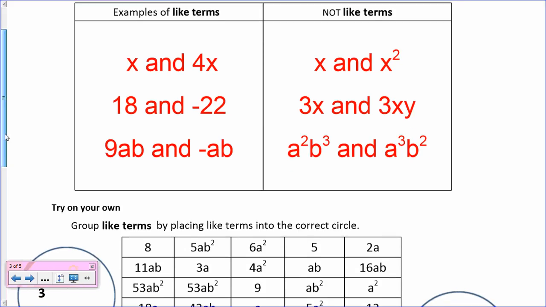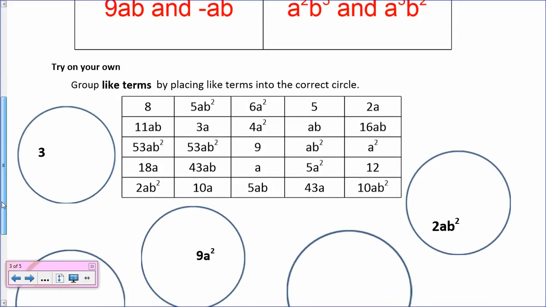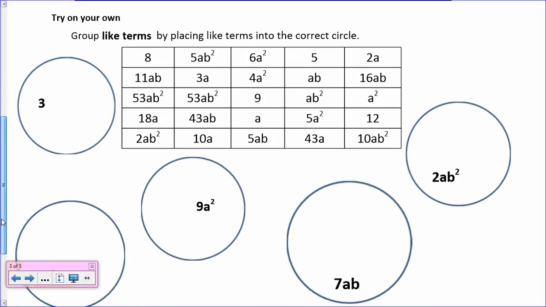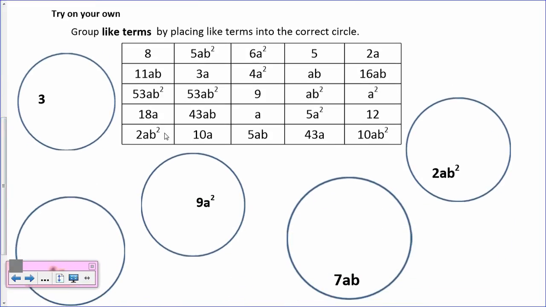Now, this part looks like fun. Go ahead and take a few minutes to do this on your own. You got about 25 terms in here and 5 different circles. So go ahead and match up the like terms. Everything in the box here belongs in one of these 5 circles. Go match it with its like term, okay? Go ahead and hit pause, and I'll have the answers ready for you when you get back.